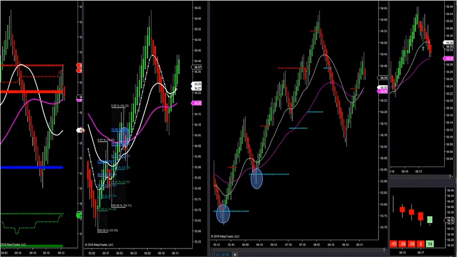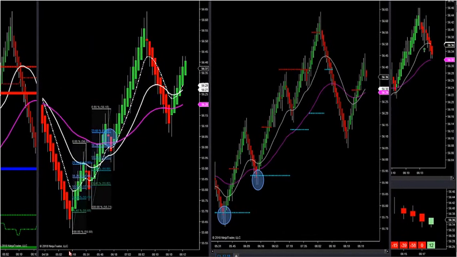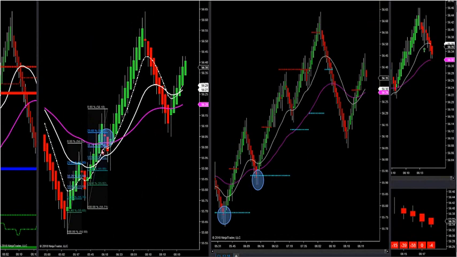Okay, let's go to crude oil. I want to show you how we can look at the trend chart first. This is our trend chart. We have a trend filter built in. Let me get these Fibonacci levels erased.